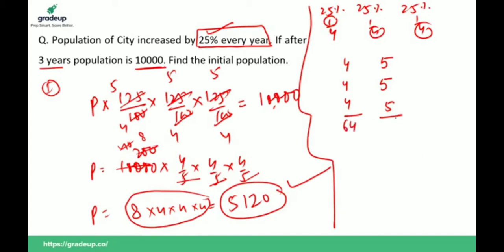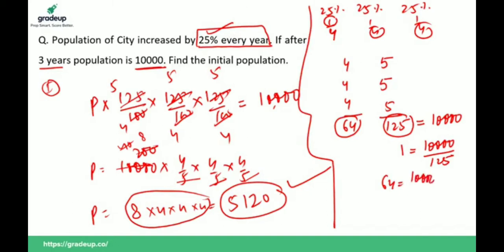This is 64, this is 125. This means initially the population is 64, now the population becomes 125. And according to the question, the population is 10,000. So 1 is equal to 10,000 divided by 125, and 64 is equal to 10,000 divided by 125 into 64. After solving this, you will get your answer. I hope you got the point. So you can apply either of these two methods.